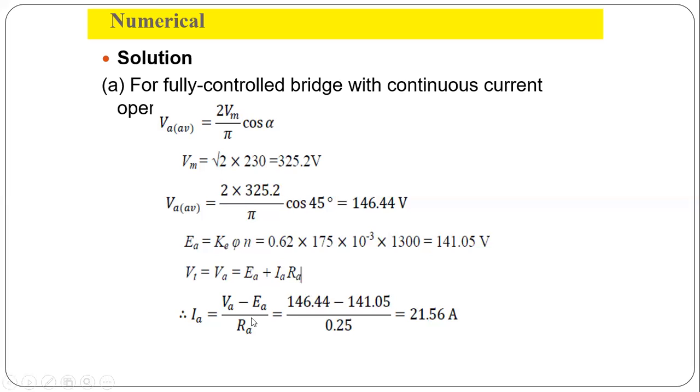Now put the values in this equation. VA is equal to 146.44, which comes from this equation. EA is 141.05 and RA is 0.25, as given in the numerical problem. So according to that we can get 21.56 ampere. So this is the concept and formula for the armature current.